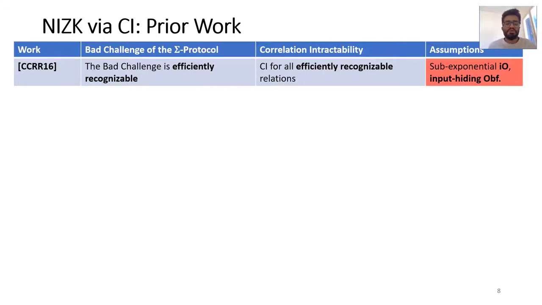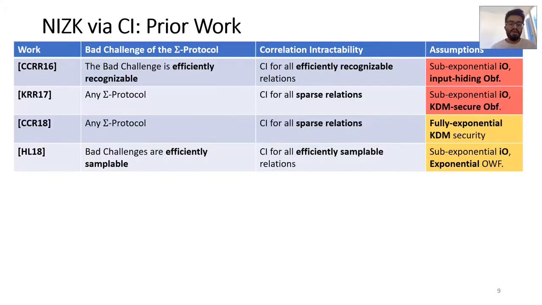The first work that tries to prove the soundness of Fiat-Shamir under cryptographic assumptions is this work by Canetti et al., where they observe that the batch challenge function for a sigma protocol for NP is efficiently recognizable. So if I give you a batch challenge, you can efficiently say that this is a batch challenge. And consequently, the correlation intractability task becomes to construct CI for all efficiently recognizable functions. And they are able to do that under sub-exponential IO and some other strong notion of obfuscation, and these assumptions are clearly not standard. There have been many follow-up works, each trying to construct correlation intractability for a different class of functions that is sufficient for NIZK, but again, they all do that under exotic assumptions. For example, some assume sub-exponential IO or fully exponential KDM security.